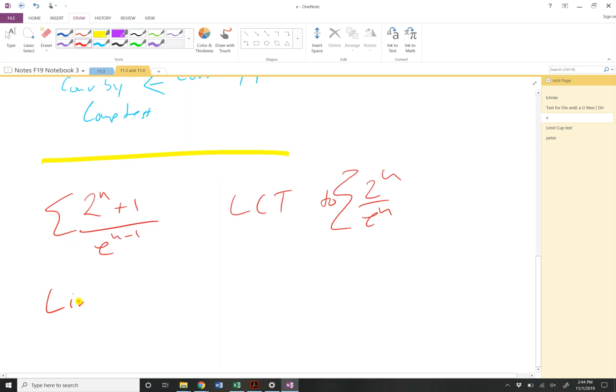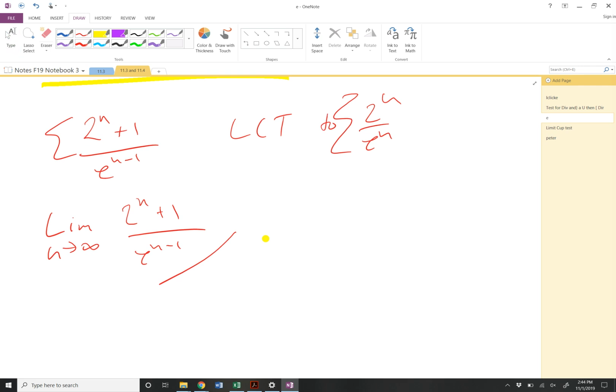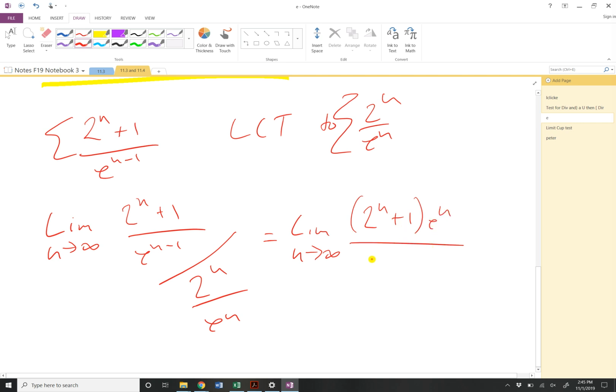So the limit as n goes to infinity of (2^(n+1)/e^(n-1)) divided by (2^n/e^n). So there's my nice big ratio of ratios. I'm going to invert those. So I end up with 2^(n+1) times e^n over e^(n-1) times 2^n.